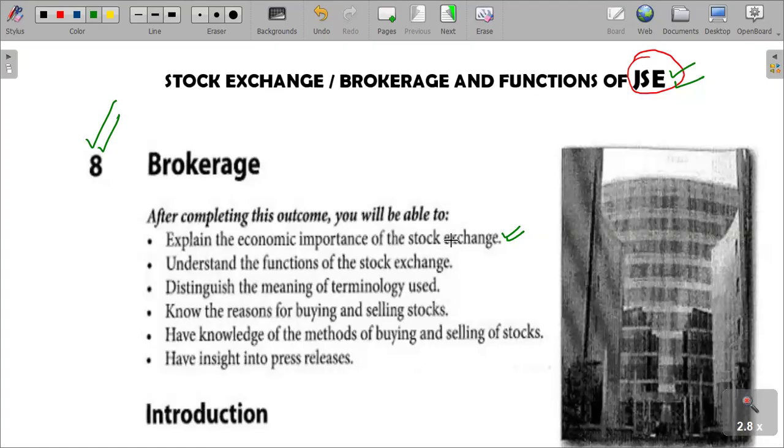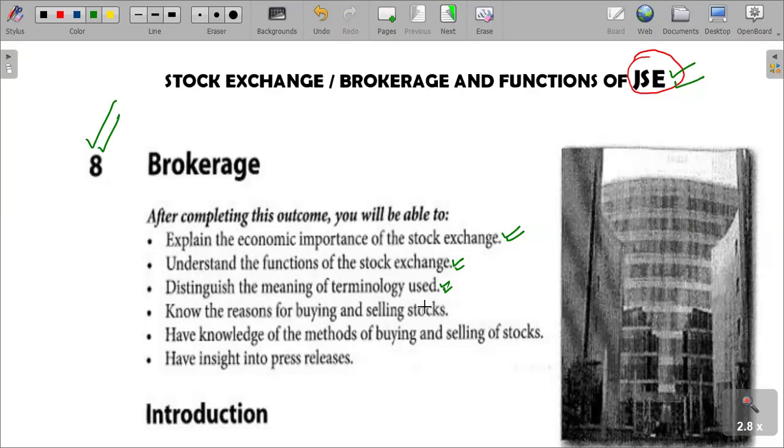You can benchmark yourself based on these aims or objectives of the module. Understand the functions of stock exchange. Why do we have it, or what is the importance of stock exchange? Distinguish the meaning of terminology used. We have quite a lot of terms in this module: shares, brokerage, stock exchange, dividends. You need to understand these key terms and be able to distinguish them or give their differences.